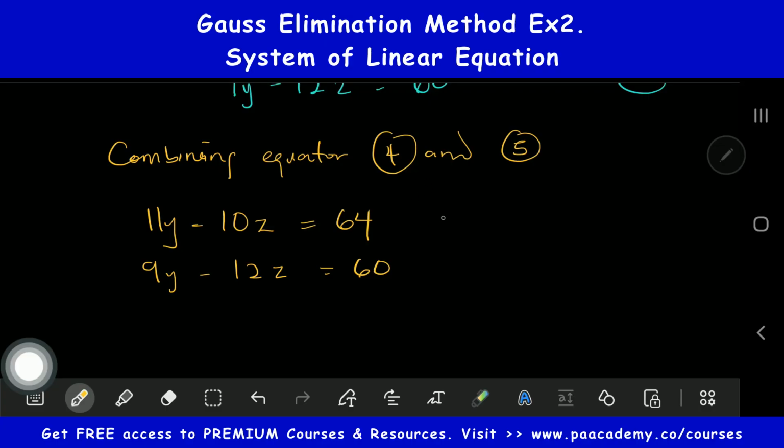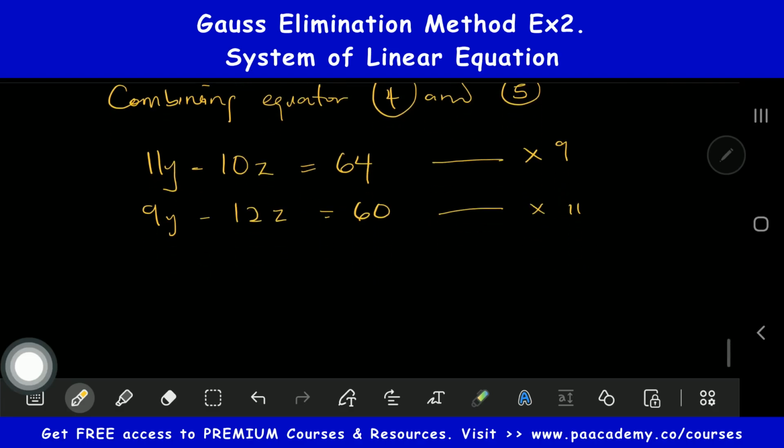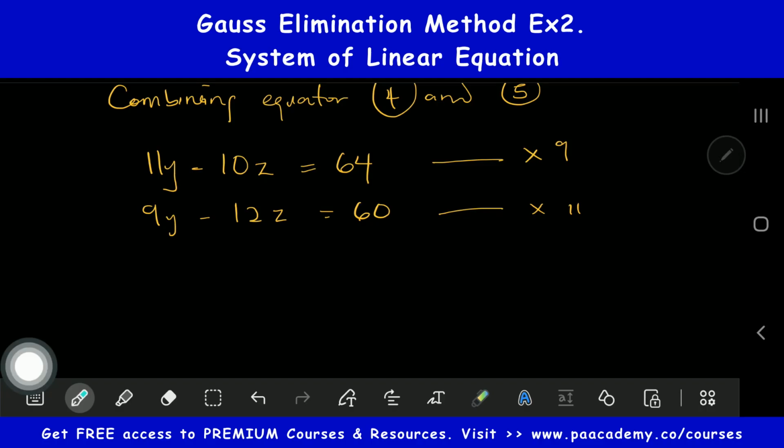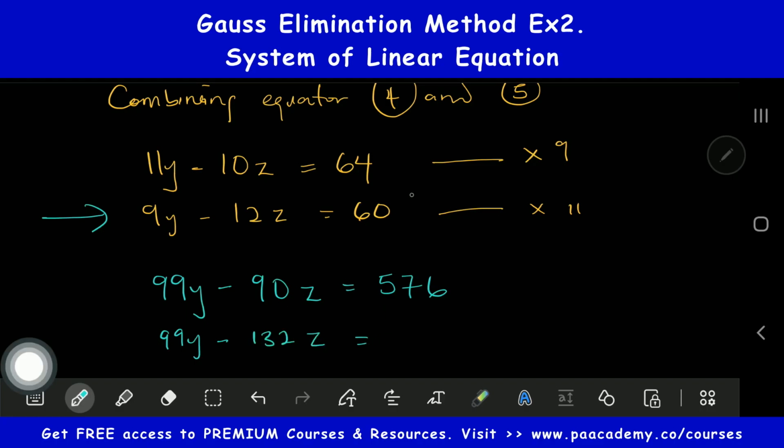With that, we are going to be multiplying this by 9, and we are going to multiply this by 11. So if you do this correctly, we are going to be having 11y times 9, that will give us 99y minus 90z. This is 64 times 9, that will give us 576. If you do this for this part also, we are going to be having 99y minus 12 times 11, that will give us 132z equals 60 times 11, which will give us 660.